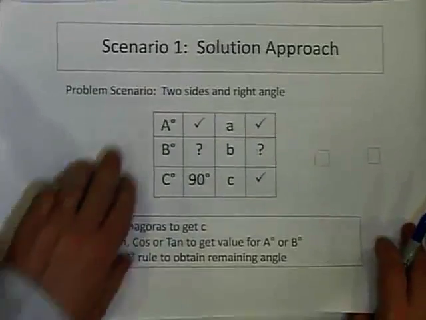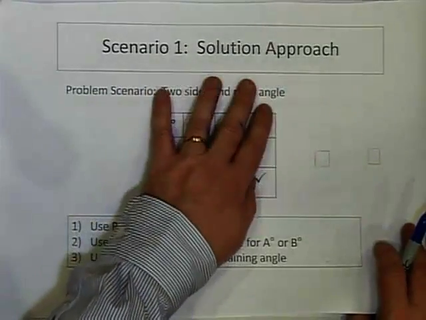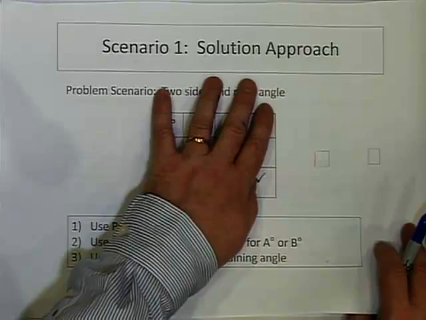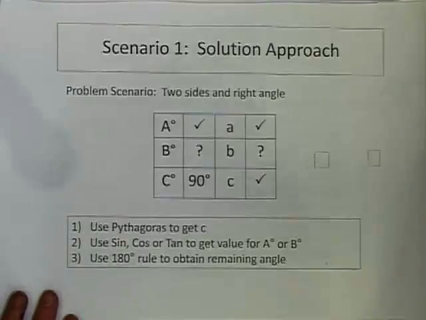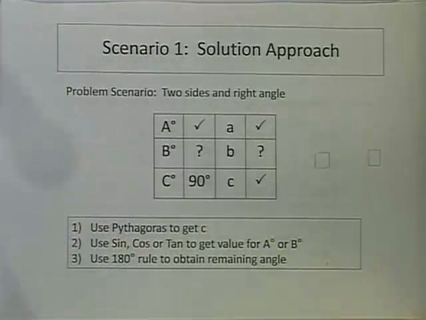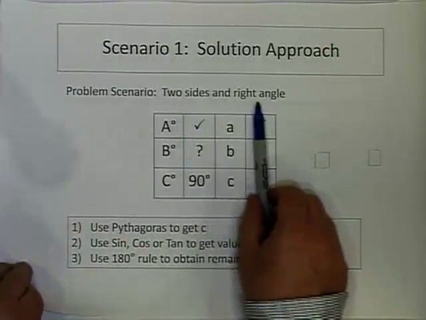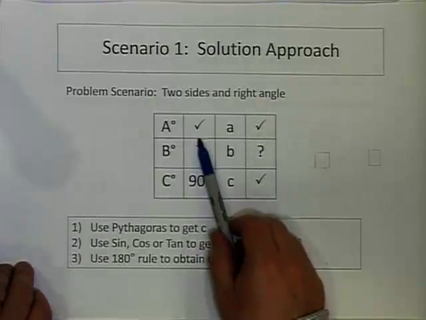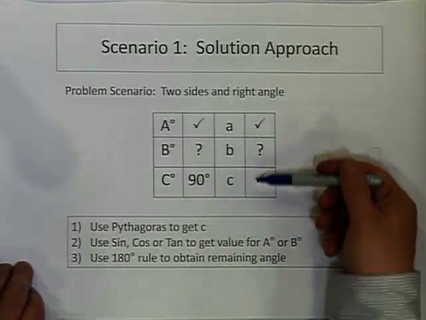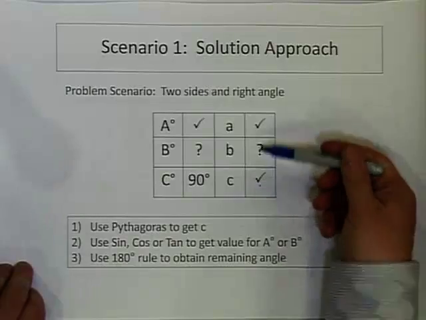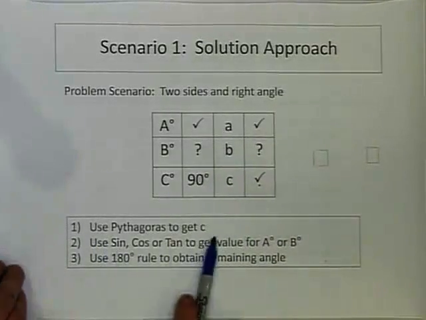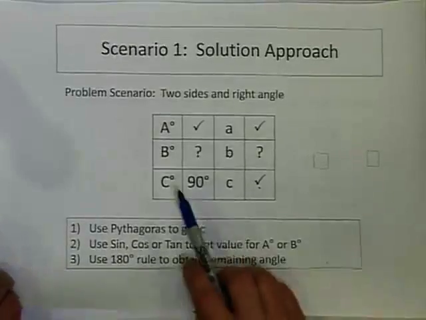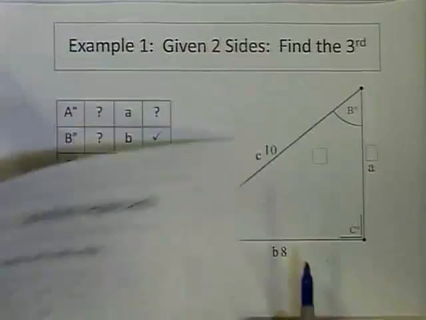Have you got your notes there saying scenario 1 solution approach? Is that right? Great. Okay, let's take it from there. Scenario 1 solution approach. We have two sides and a right angle. So we're given two sides, an A and C in this case. We want to find the third one, and we could use Pythagoras, use the sines, use 180. So let's go through the questions.